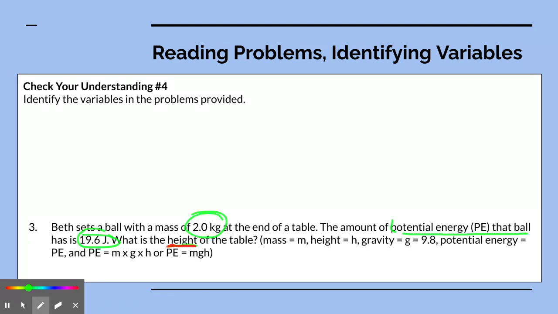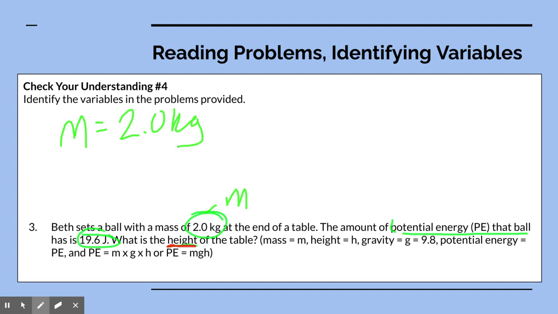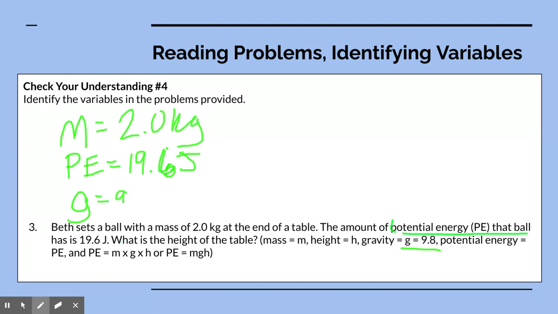So the 2 kilograms has to be mass. So mass is going to be equal to 2 kilograms. What else do we have? We also have the 19.6. That's my potential energy. Now we'll get into what joules are when we get to energy, but it's 19.6 joules. We also have another thing that you probably missed. It's gravity. G is equal to 9.8.